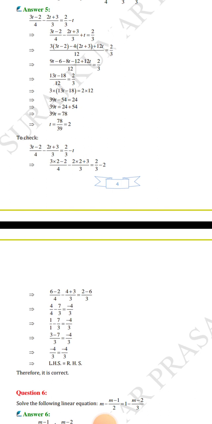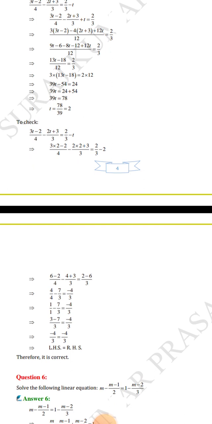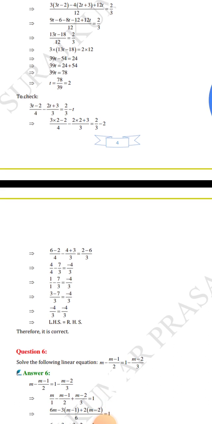Then (13t minus 18)/12 equals 2/3. Then we can get 3 into (13t minus 18) equals 2 into 12. We can get 39t minus 54 equals 24. Then we can get 39t equals 24 plus 54. Then 39t equals 78. Then t equals 78/39. Then by cancelling we can get the t value as 2.